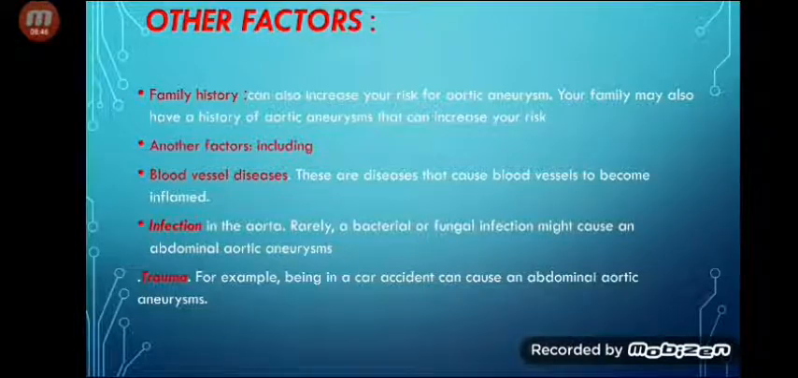Other factors. Family history can also increase your risk for aortic aneurysm. Your family may also have a history of aortic aneurysm that can increase your risk. Other factors include blood vessel disease, a disease that causes blood vessels to become inflamed, and infection in the aorta, which is rare. Bacterial or fungal infection might cause an abdominal aortic aneurysm. Trauma, for example being in a car accident, can cause an abdominal aortic aneurysm. So family history, blood vessel disease, infection in the aorta, and trauma are all factors that lead to an aortic aneurysm.